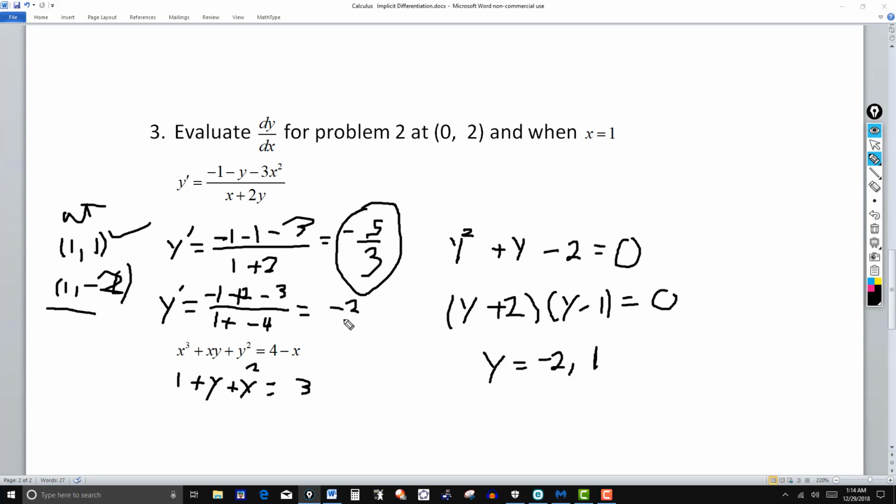Negatives cancel out, so this gives me 2/3. So this tells me then the derivative evaluated at the point (1, negative 2), x equal 1, y equal negative 2, comes out to a value of 2/3. Okay, that'll be the conclusion to this video.